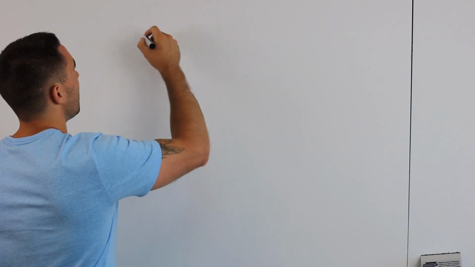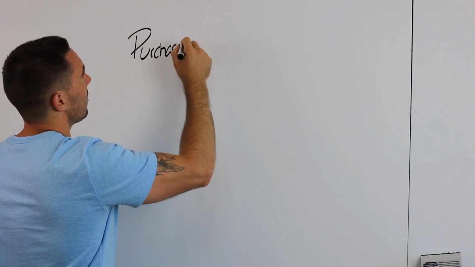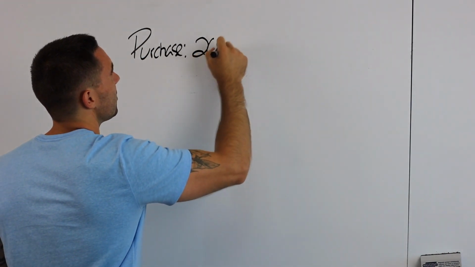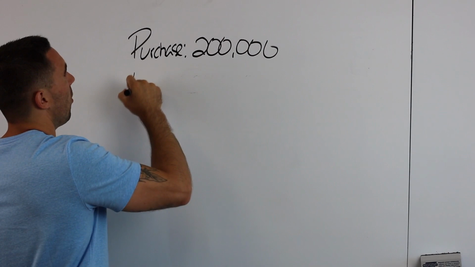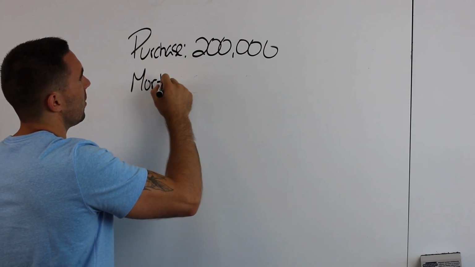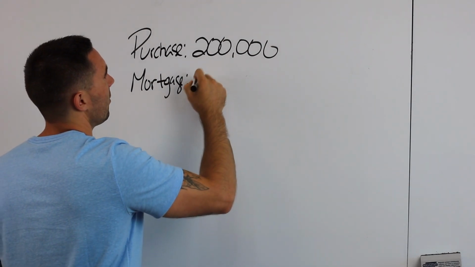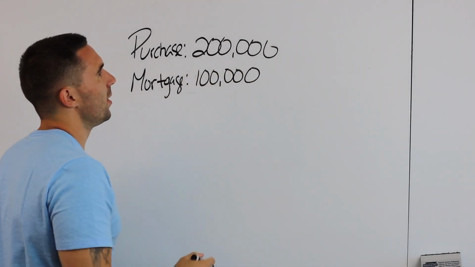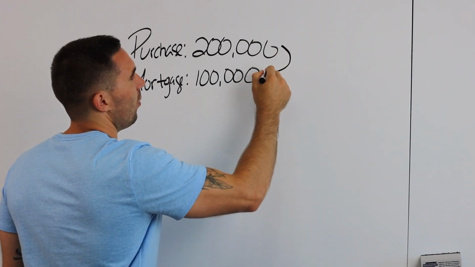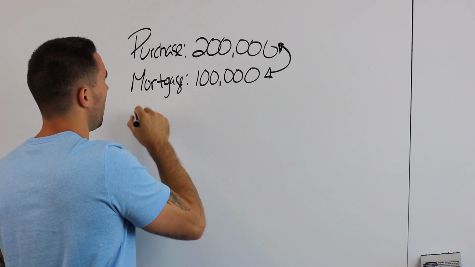Let's do a quick example. Let's say we agree upon a purchase price of, again, $200,000. Let's say the mortgage on this home is $100,000. The difference between the mortgage and the purchase price is the equity that they're locking in.